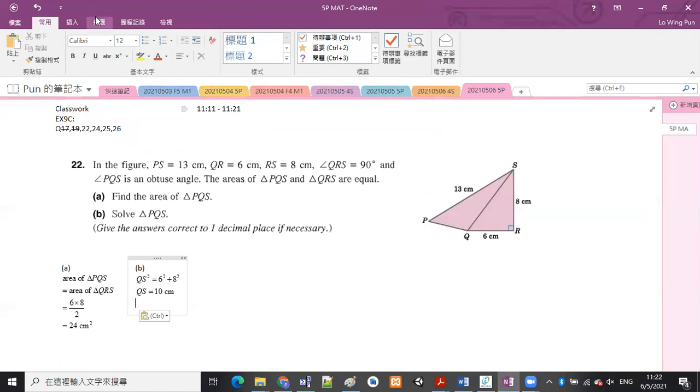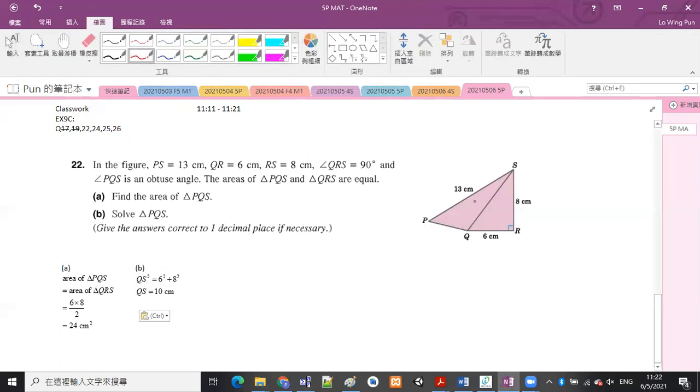And we have this to be 10 cm now. 10 cm. What other information do we have in triangle PQS? Yes, good. We have found the area of triangle PQS in part A, right? Okay. So what else can we find? We have this length, this length.